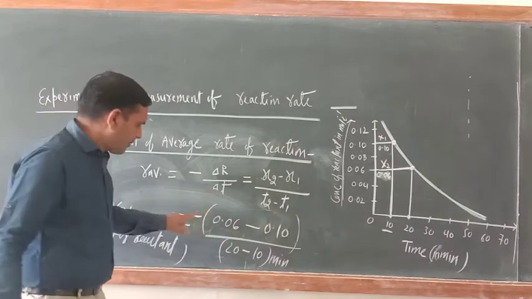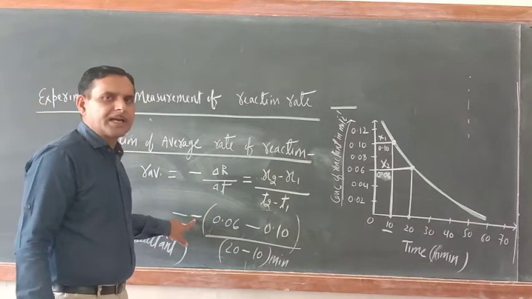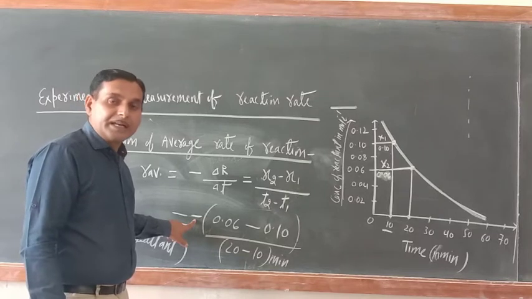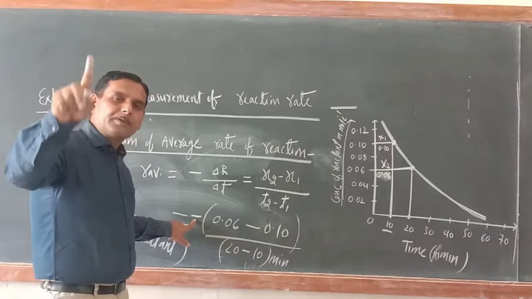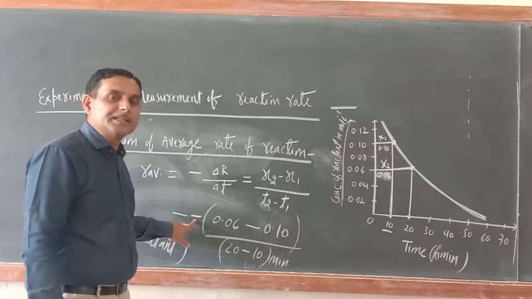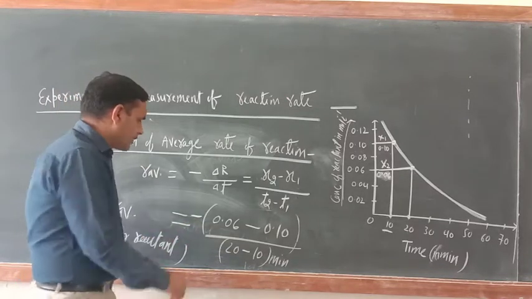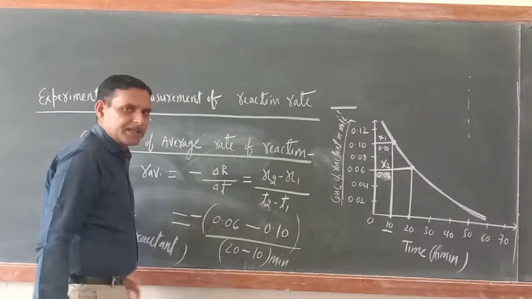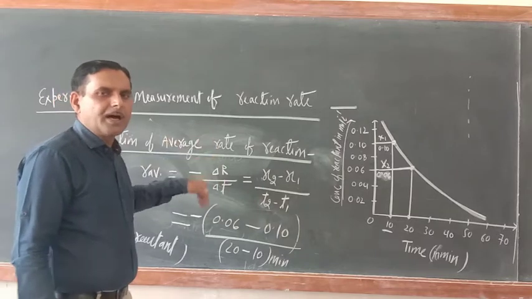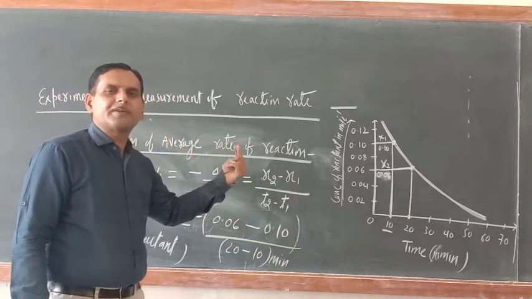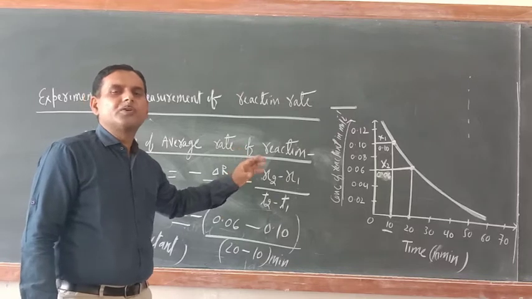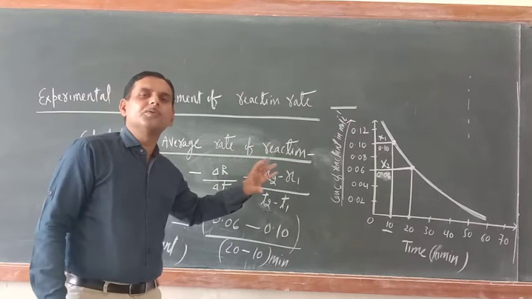And always remember, if you do not put the minus sign here, then your rate of reaction will be negative, and the rate of reaction is never found to be negative. It is always positive. So here putting the minus sign is a must. In this way we can calculate the average rate of reaction. So the average rate of reaction is nothing but the difference between two concentrations and two times.